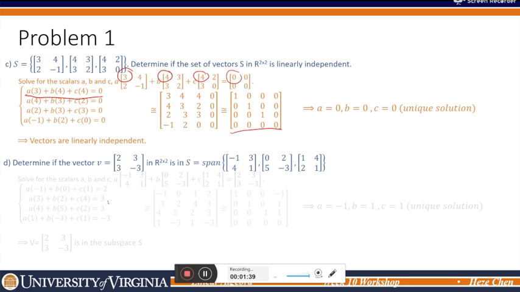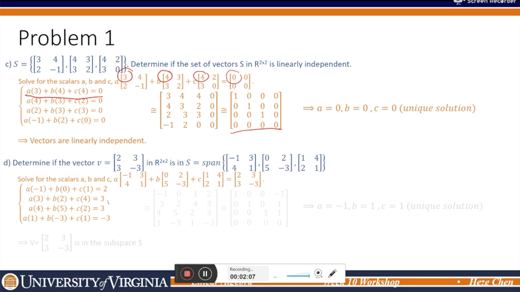D. Determine if the vector v, [2, 3; 3, -3] in R2×2 is in S, which is a subspace of these three matrices. If the given R2×2 vector is in the subspace spanned by these three vectors, then this vector can be expressed as a linear combination of them.